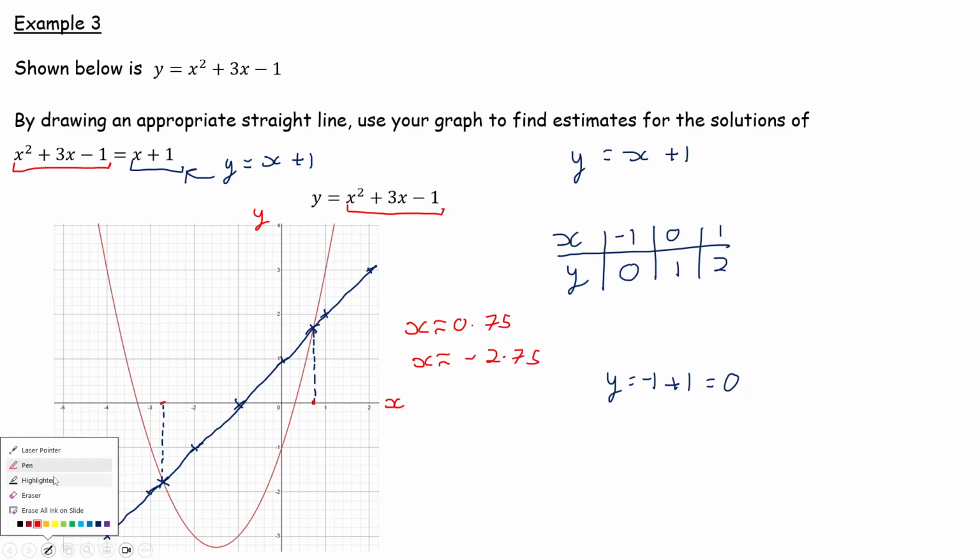Okay, so those two values there are my answers. Approximations, so I've got these squiggly equal signs, and that is it. That is solving quadratics graphically. Thank you.